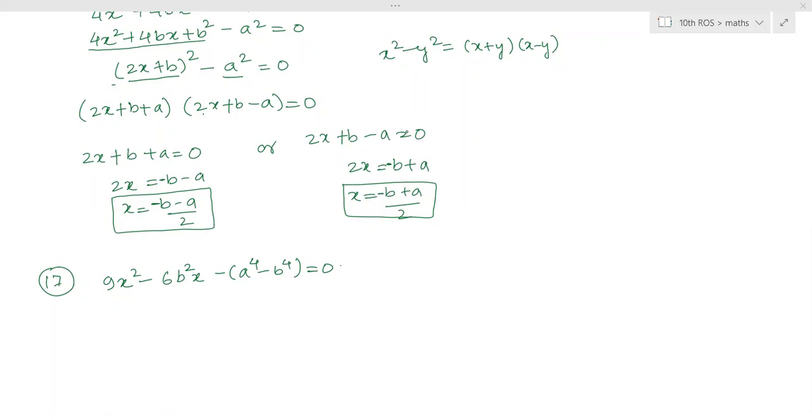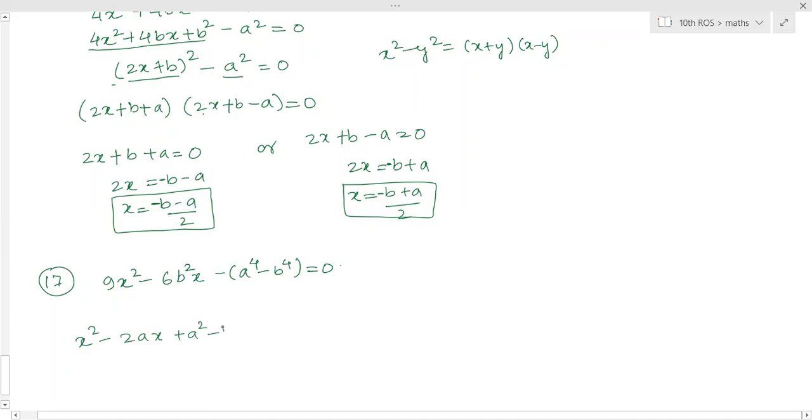Not from the exercise, some extra questions based on the same method. Ma'am, b plus a by 3 and b minus a by 3. No, it's b square. Where square? This is to the power 4. Oh, yeah ma'am, square.